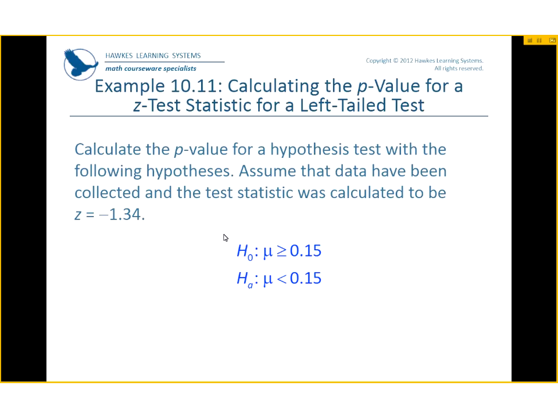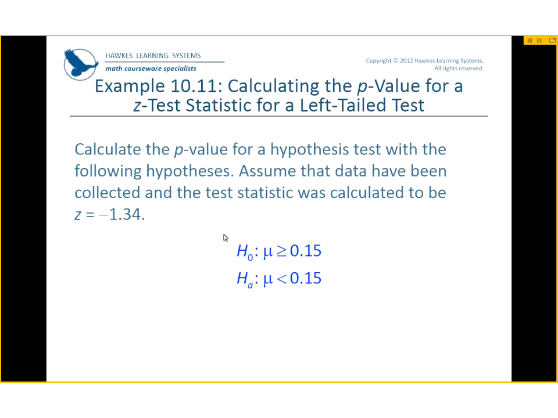So what you're going to do is calculate the p-value for a hypothesis test with the following hypotheses. Assume the data has been collected and the test statistic was calculated to be z equals negative 1.34. The reason we know it's a left-tailed test is because of that alternative hypothesis. The mean is less than 0.15 and the null is the mean is greater than or equal to 0.15. So when that alternative is less than, it's a left-tailed test like we talked about before.